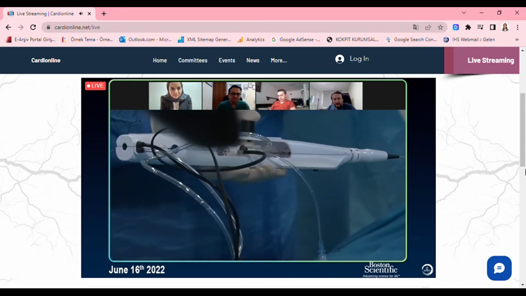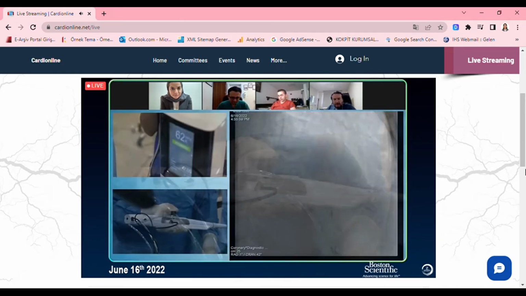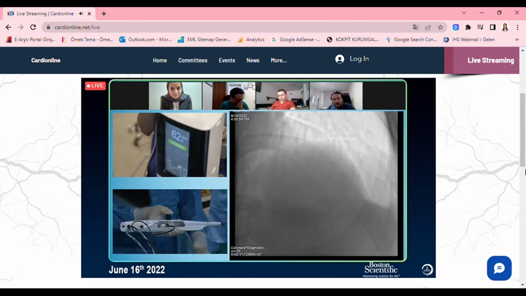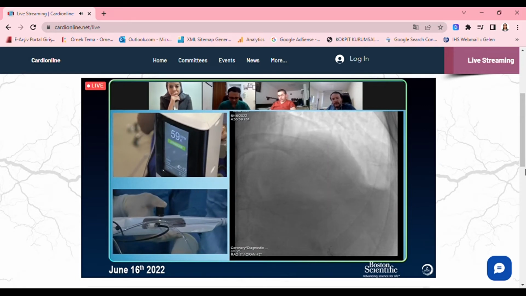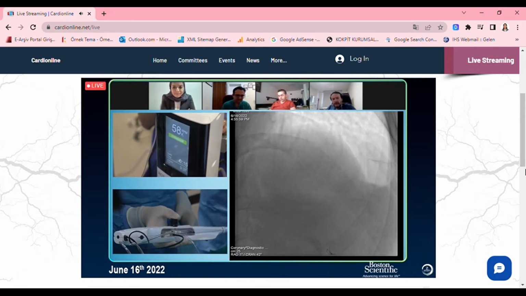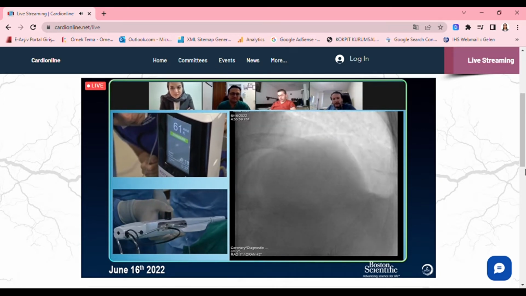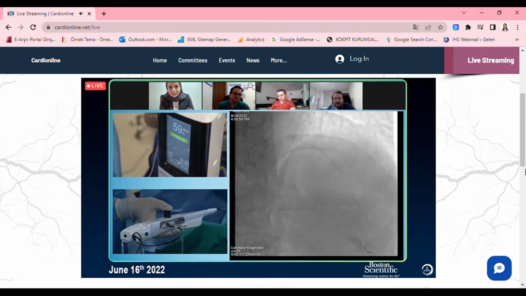Now the wire is coming back at the end. You see the proximal part. Go ahead. Probably watch the tip of the wire.